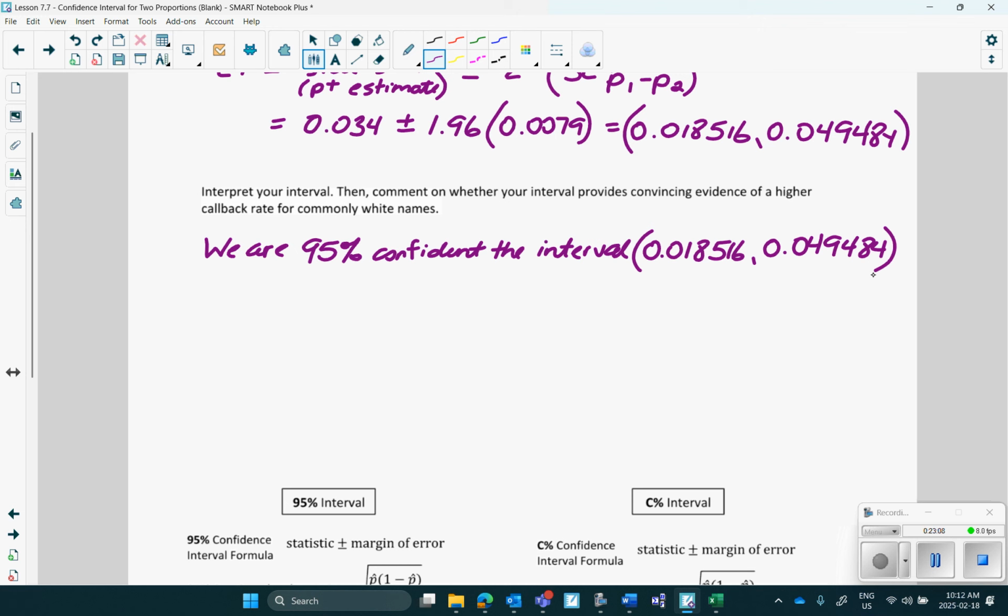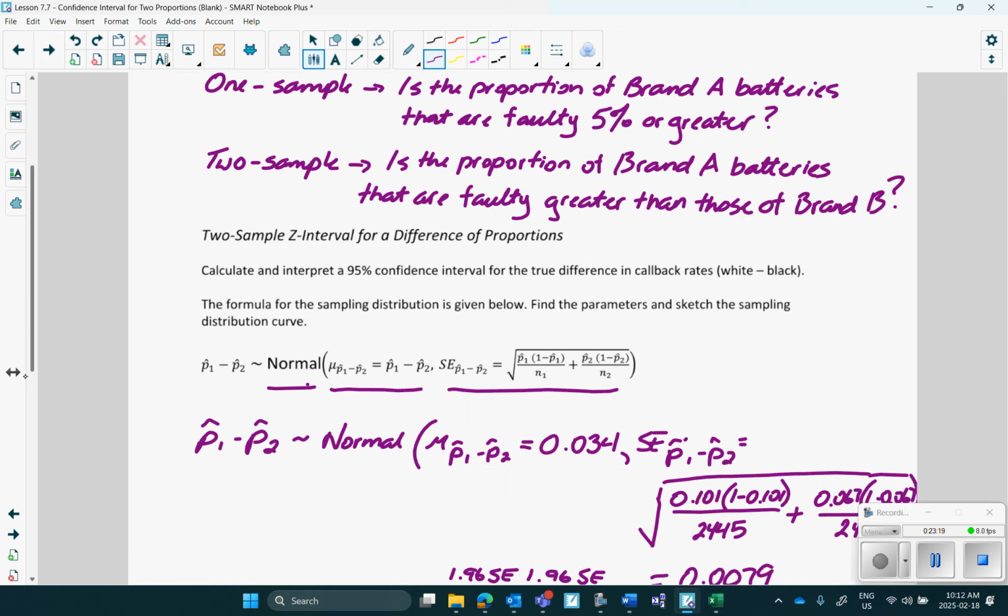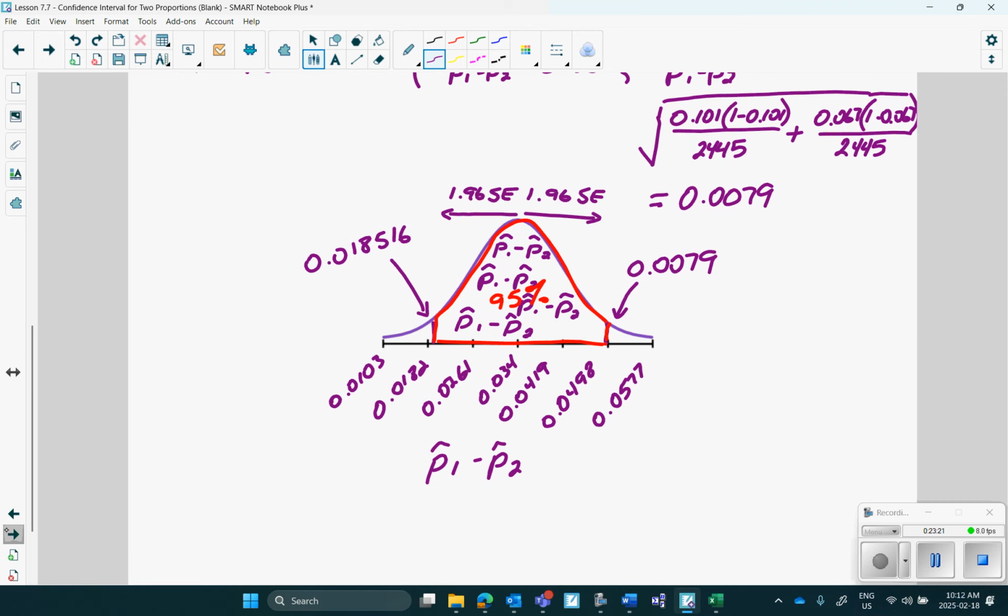Yeah. Oh, because I was looking at that. Thank you. Yeah, that's the upper end of the interval. That was 0.049. Yeah, good catch.